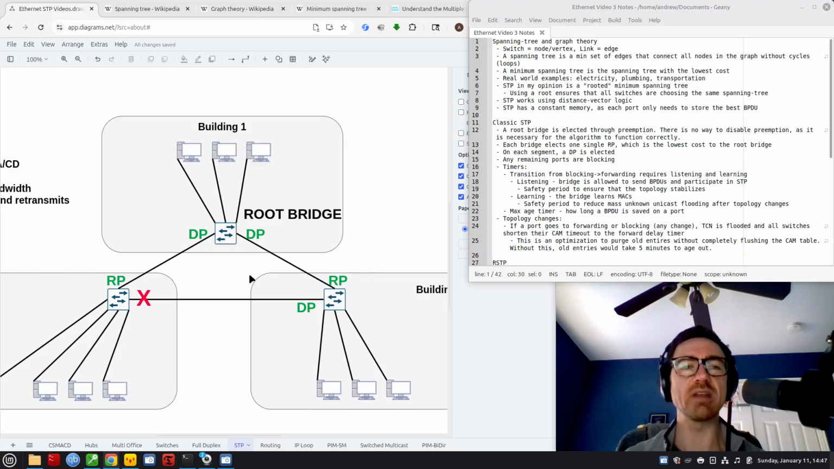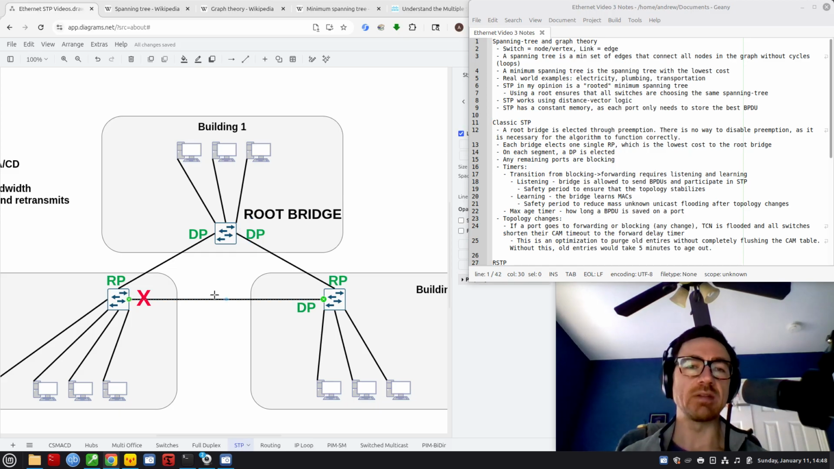The next step is that on every segment, there must be a designated port that is elected. The switch with the lowest cost to the root bridge, or if it's a tie, the lowest bridge ID, is the bridge that has the designated port on that segment. On these two links, the root bridge itself has the best cost to itself, a cost of 0. So it is the owner of the designated port on that segment. This makes this link fully operational in both directions, right?